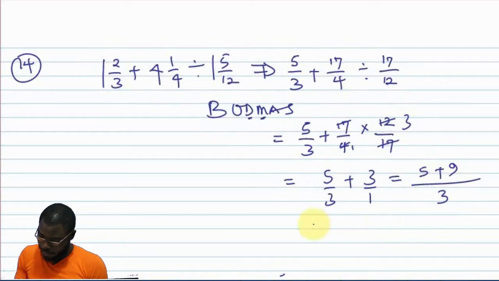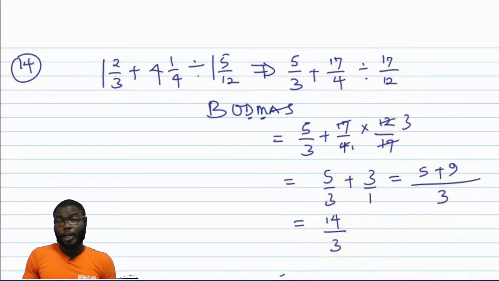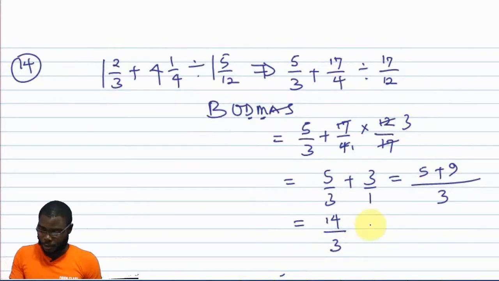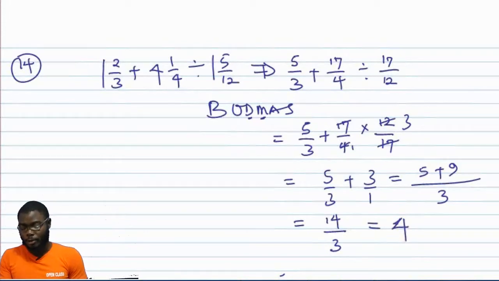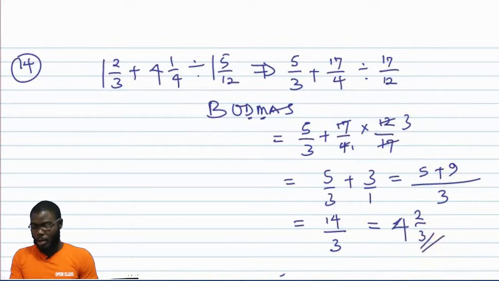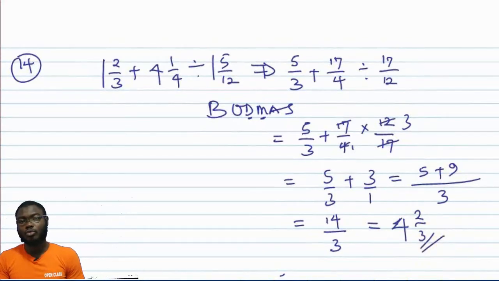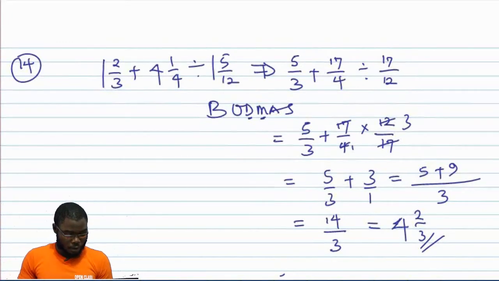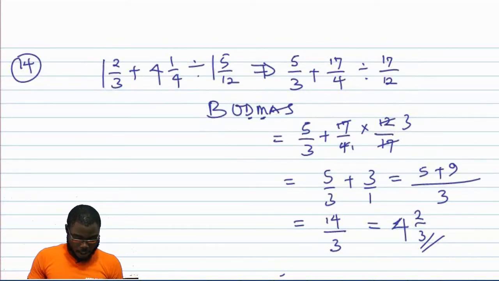We have 14 divided by 3. So 3 goes in 14 how many times? 4 times. 4 times 3 is 12, then remaining 2 over 3. If you multiply 3 times 4, 12, 12 plus 2 is 14 over 3. So put it in the form that the answer is. The answer is 4 whole number 2 over 3. So your answer is B.